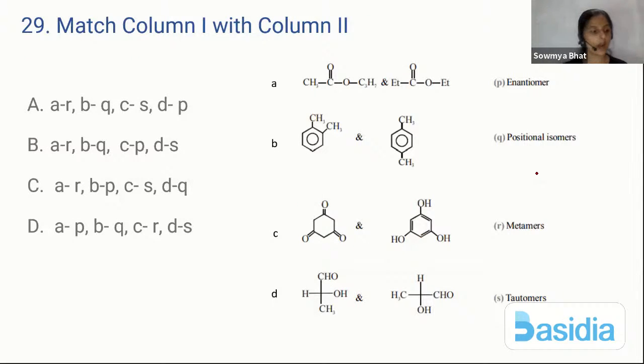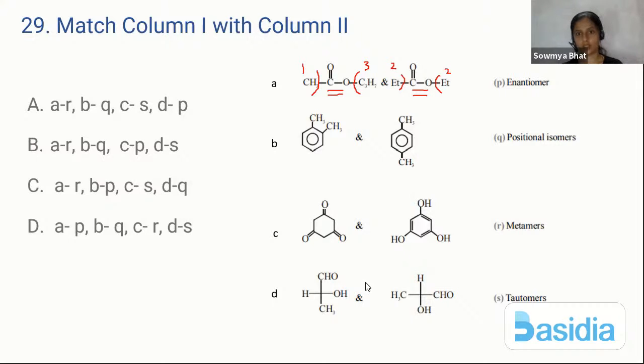The next question which we have here is match column 1 with column 2. So what we are going to do here is we have to match. The options are given on the left hand side. Let's see the functional group here. It's same. So there are different groups. If you observe the molecules clearly, there are CH3, 1 carbon atoms this side. There are 3 carbon atoms this side. ET refers to ethane, ethyl group. So there are 2 carbon atoms here, 2 carbon atoms here. So the same functional group, different groups on either sides of the functional group, that refers to the metamers.